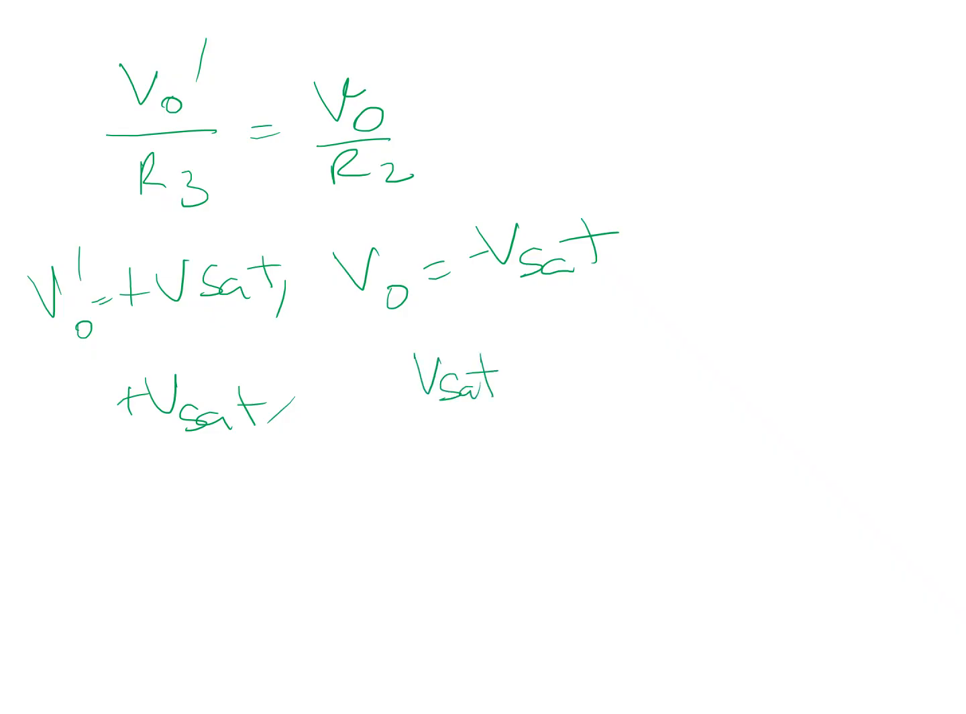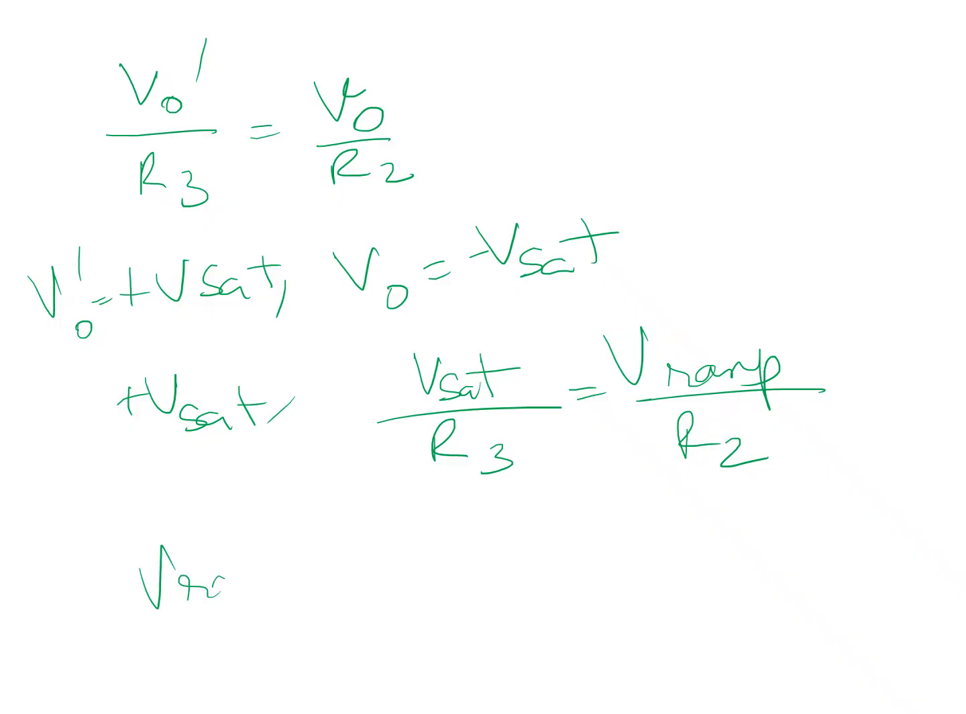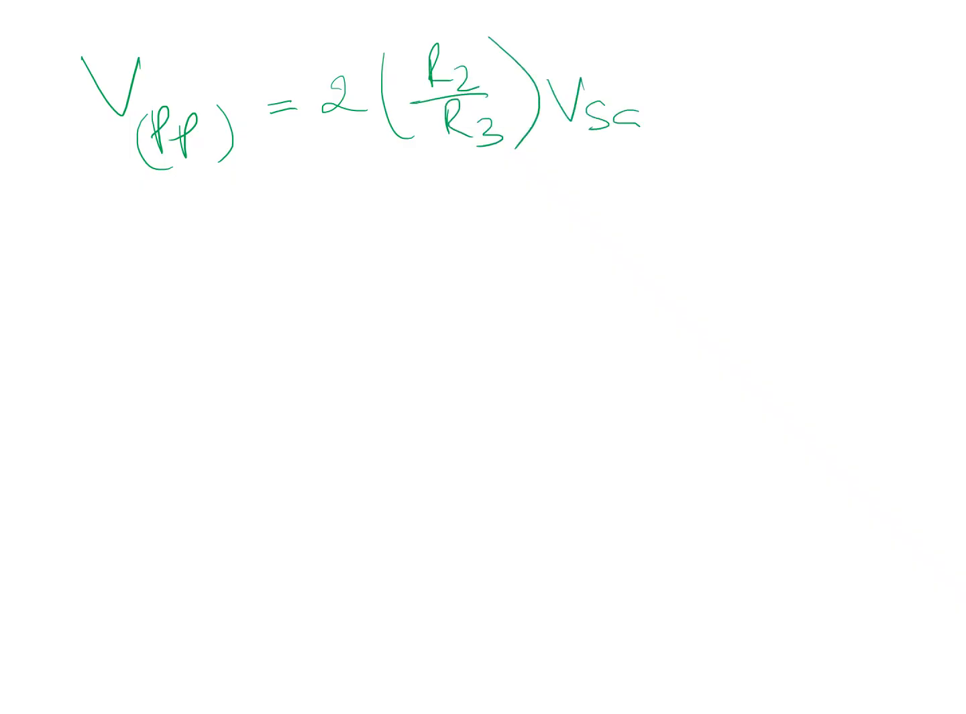Therefore, VSAT by R3 is equal to VRAMP by R2. Therefore, the triangular VRAMP value depends on the biasing resistors connected and the saturation value of the op-amp. The peak to peak voltage of the VRAMP is equal to 2 times of R2 by R3 into VSAT.